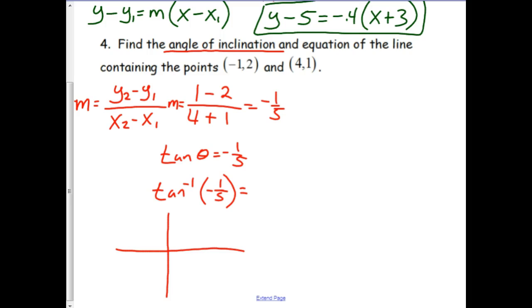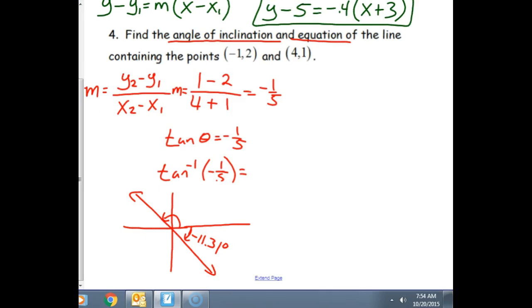You kind of make our line. Okay, we have a negative slope, so it looks like that. We're given the negative 11.31 degrees. Okay, and then all you have to do is subtract from 180, because remember this reference angle is also 11.31 degrees. So theta actually equals 168.69 degrees.